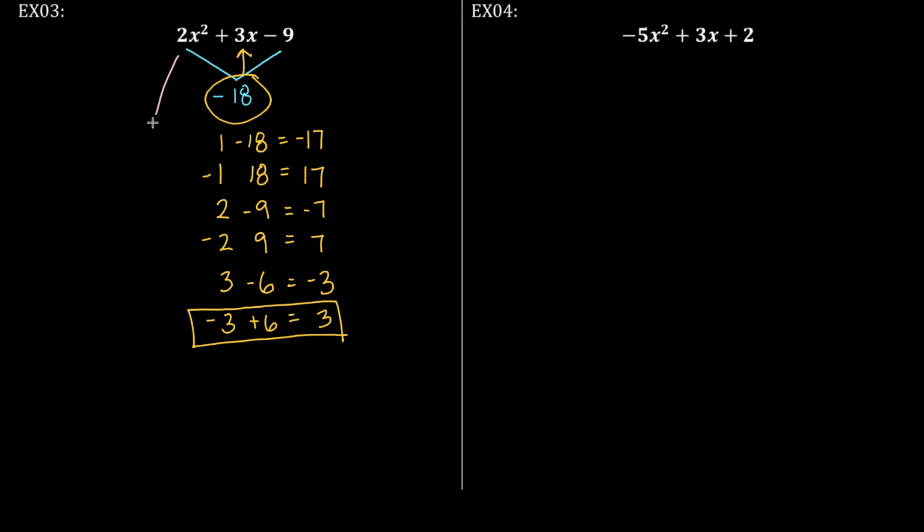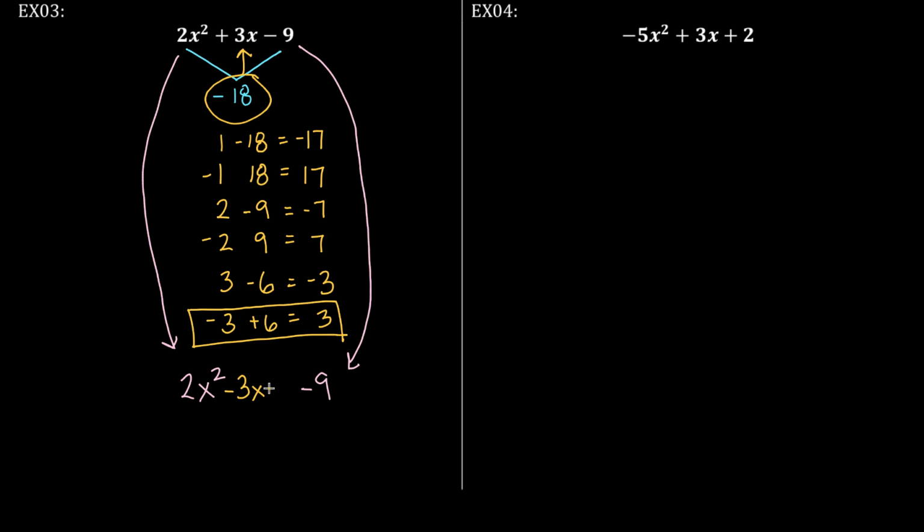So let's rewrite this. 2x squared and minus 9. I think I have enough room. So I'm going to put minus 3x plus 6x. I could make a little bit more room. I'll put the minus 9 right here.